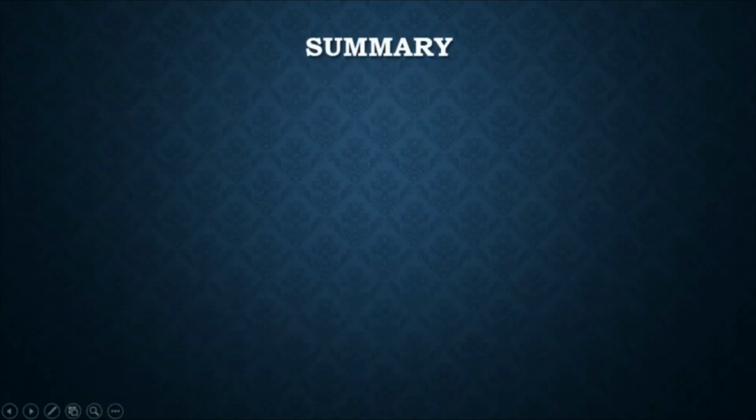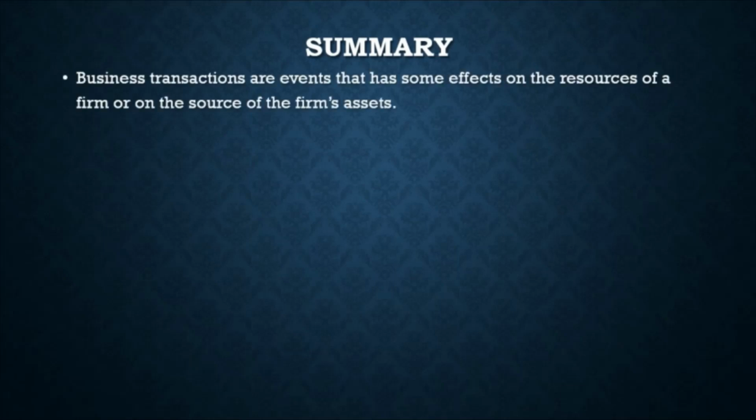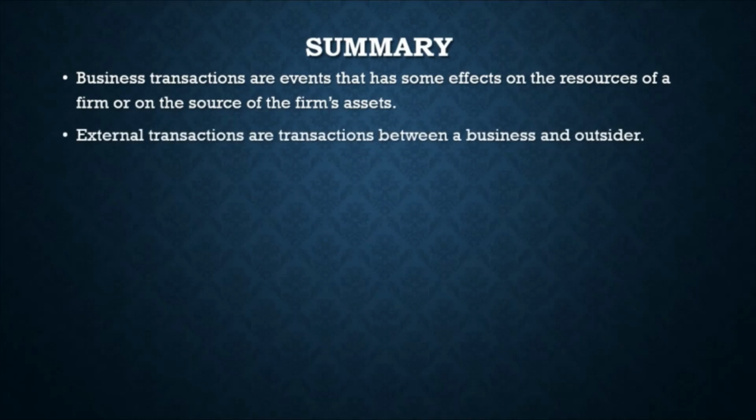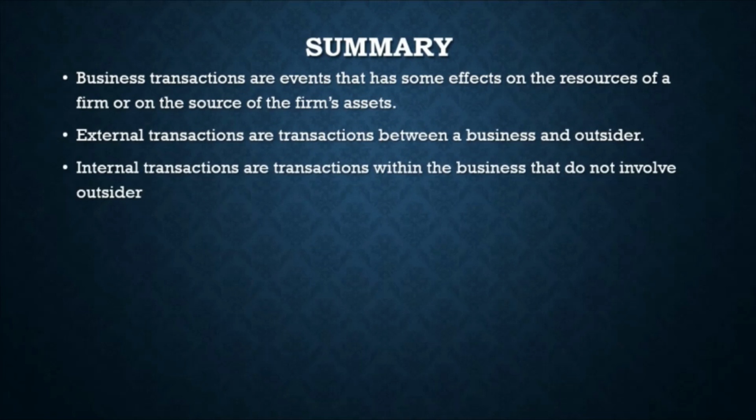To summarize what we have learned today, business transactions are events that have some effects on the resources of a firm or on the source of the firm's assets. So there are two kinds of business transactions. These are external transactions, which are transactions between a business and outsider, and also internal transactions, which are transactions within the business that do not involve outsider.